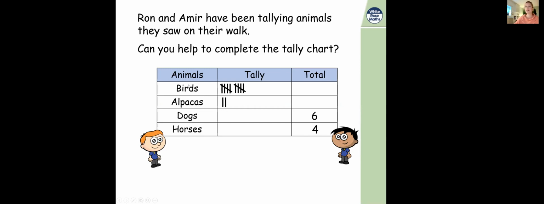Let's start with the birds. How many tallies are there? Shout it out for me. How many tallies are in that table for birds? That's right, 10. So here in our totals column for the birds, we can put in the number 10.